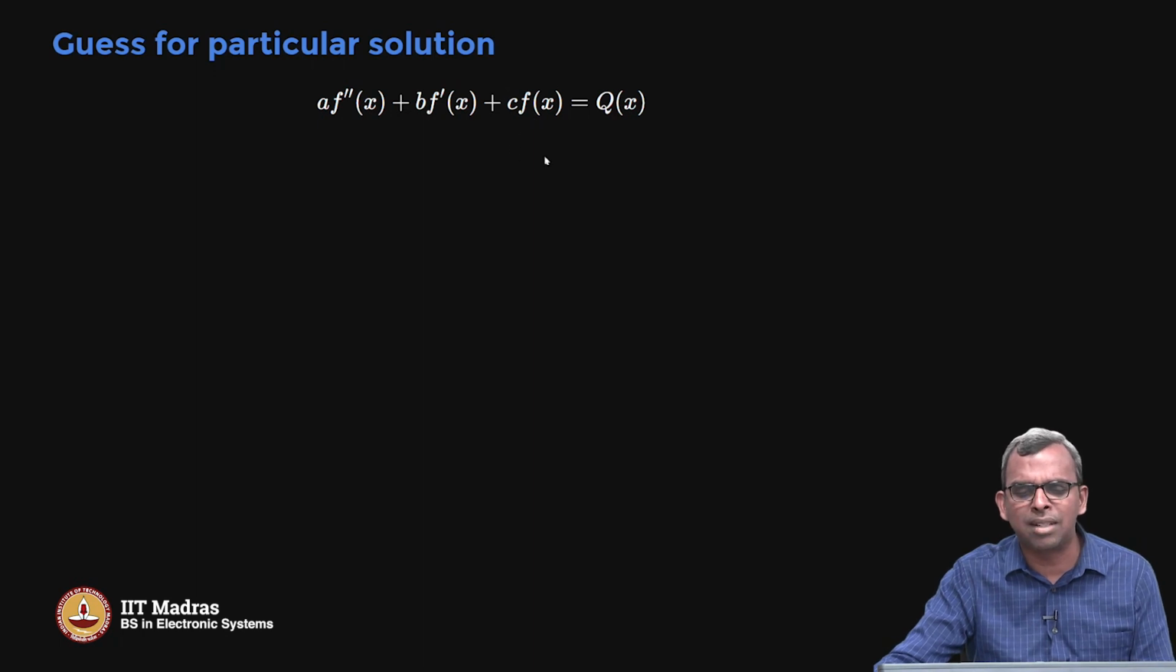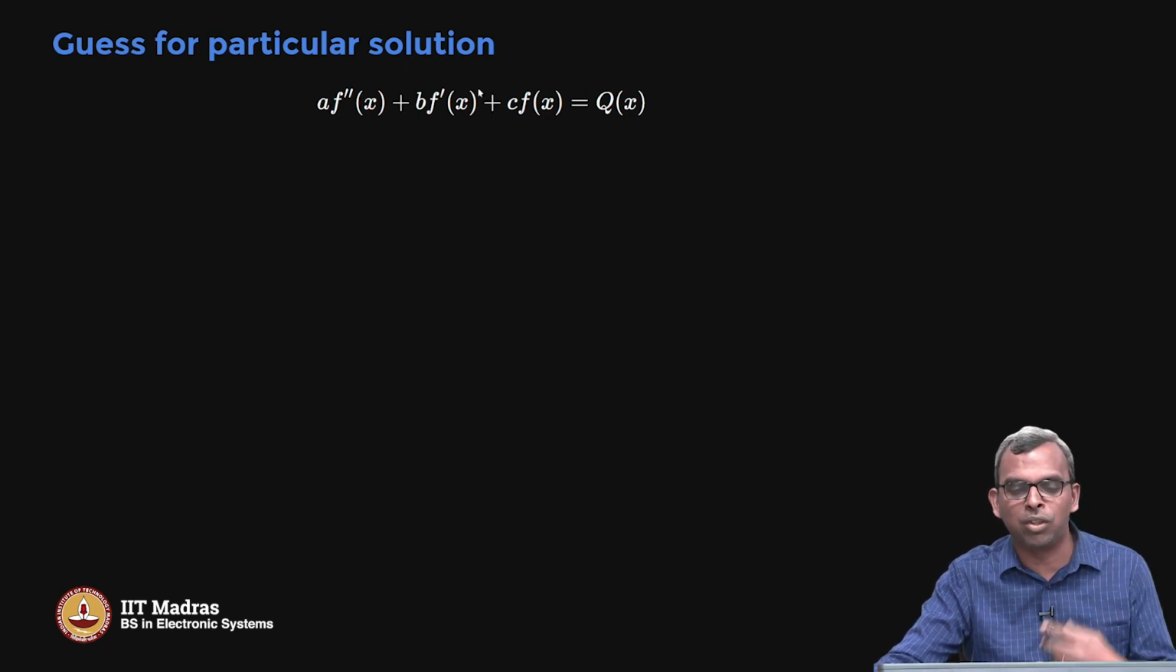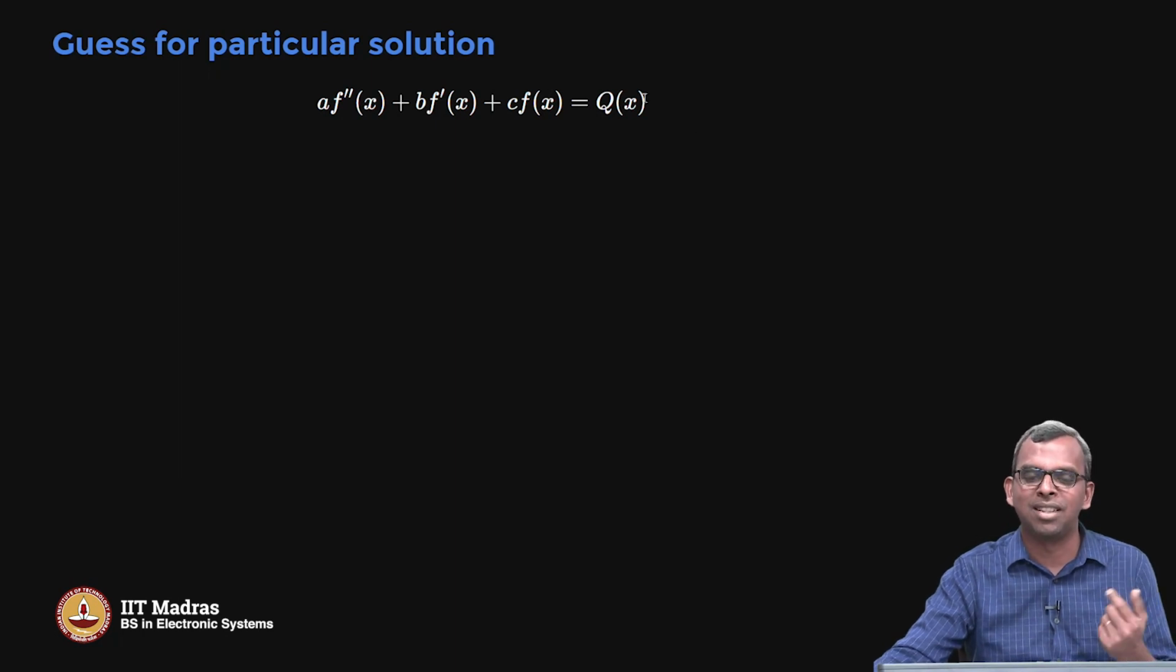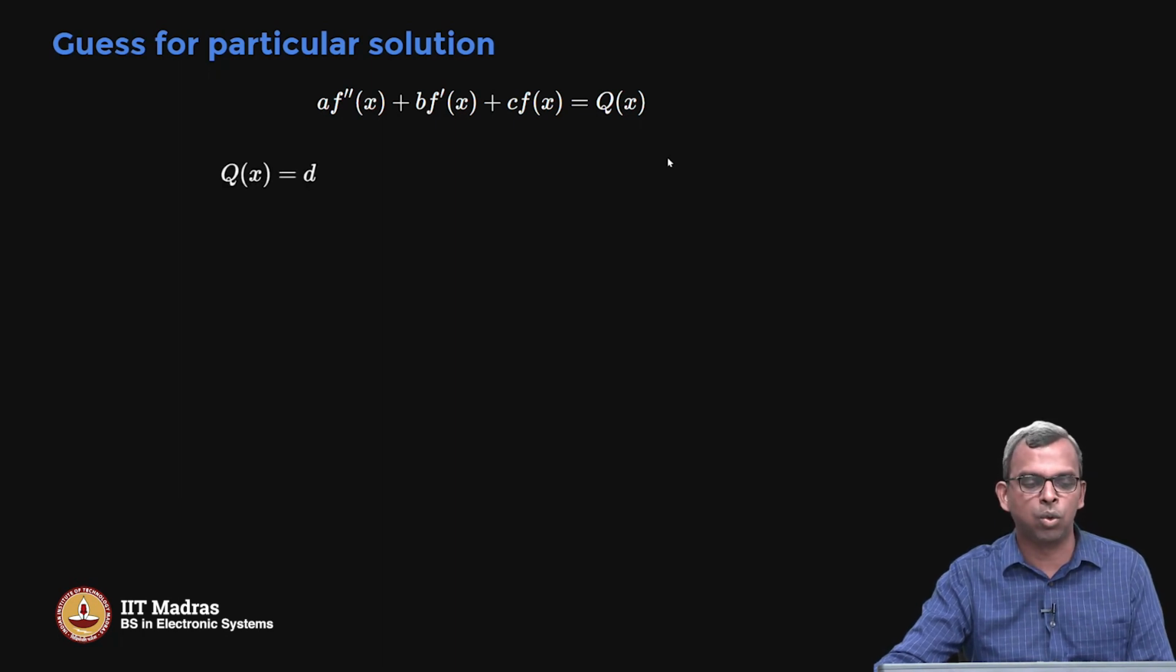I may guess f of x is some other constant. If I guess f of x is some other constant, these terms will go to 0, no? The derivative of a constant is 0. I know that is true. So some other constant times c is equal to this constant, and I can solve for that constant. So I'm able to quickly find a particular solution very easily if it's a constant. Like that, we will try and motivate a particular solution. So this is doable. The first case is when q of x is d, a constant.